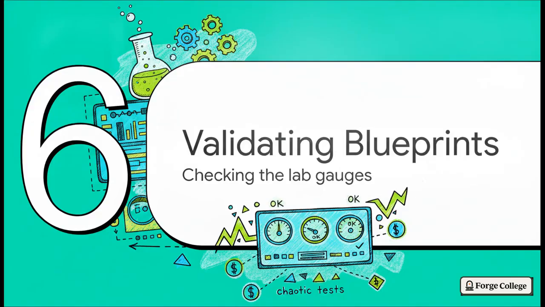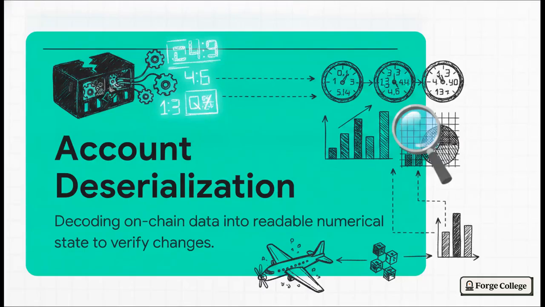And finally, Step 6, validating the blueprints. Now we pivot to the final phase, which is checking our lab gauges to ensure the smart contracts reacted correctly to all our chaotic testing. To actually read those gauges, we use something called account deserialization. This basically means decoding the on-chain account data back into a readable numerical state. Think of it like decoding an airplane's black box after a crash test.